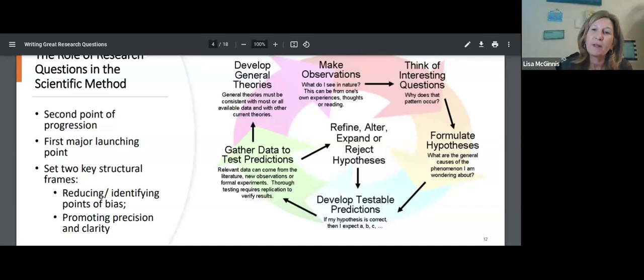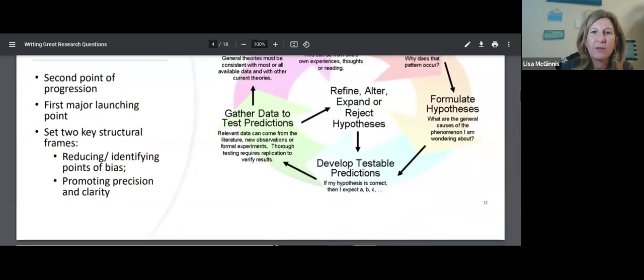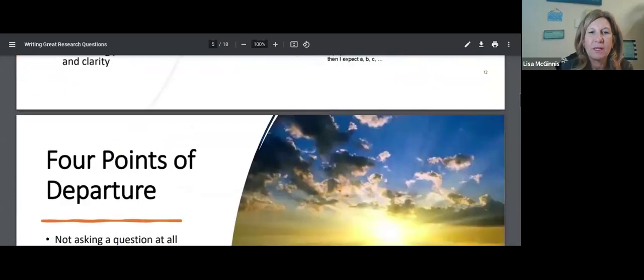So I want to make sure that I'm very clear in the way I ask the question, and I want to make sure that I'm very precise in the methods that I use to collect the data. So that's just one example of how a research question fits in with the scientific method.